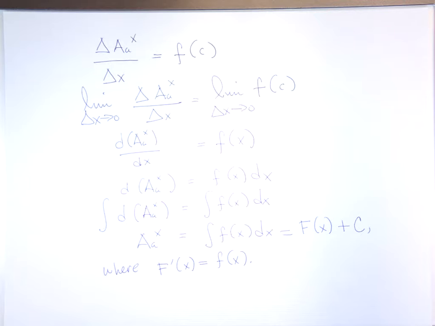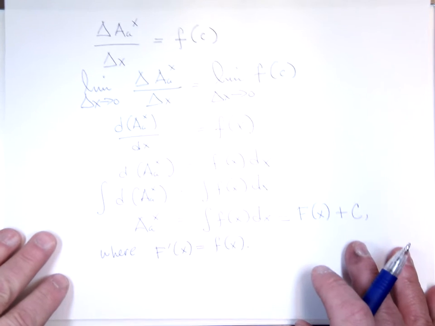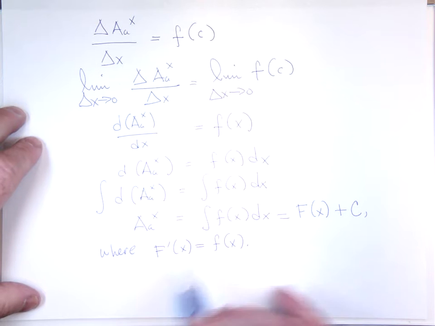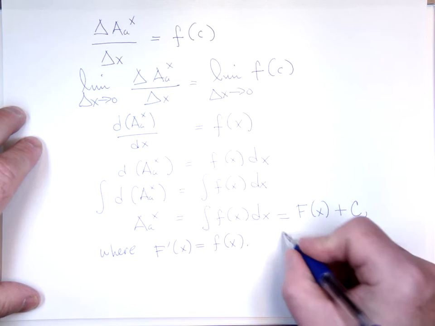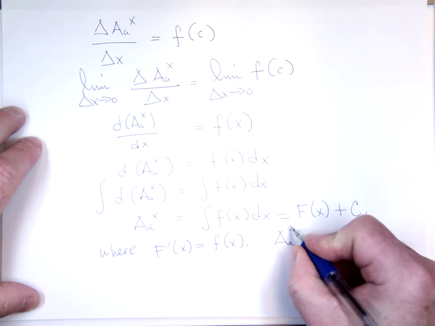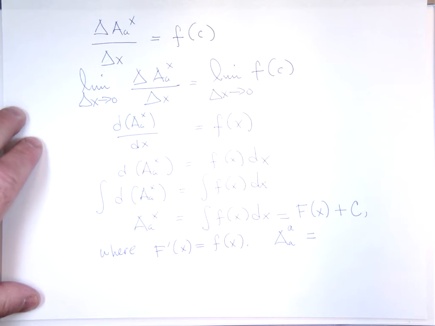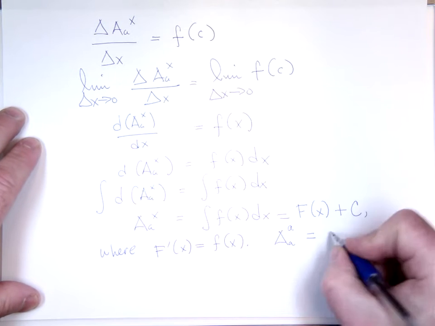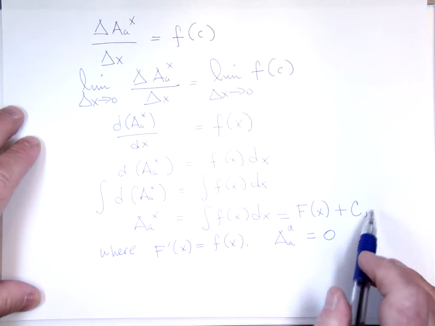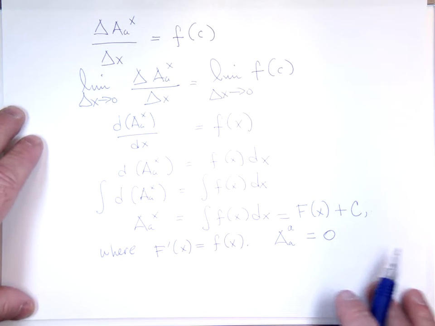All right, we're almost there. I don't need another piece of paper. I think I can do this all at once. One thing we should know. What's the area from A to A? 0. Very nice. This will enable us to solve for our constant. Let's check it out.